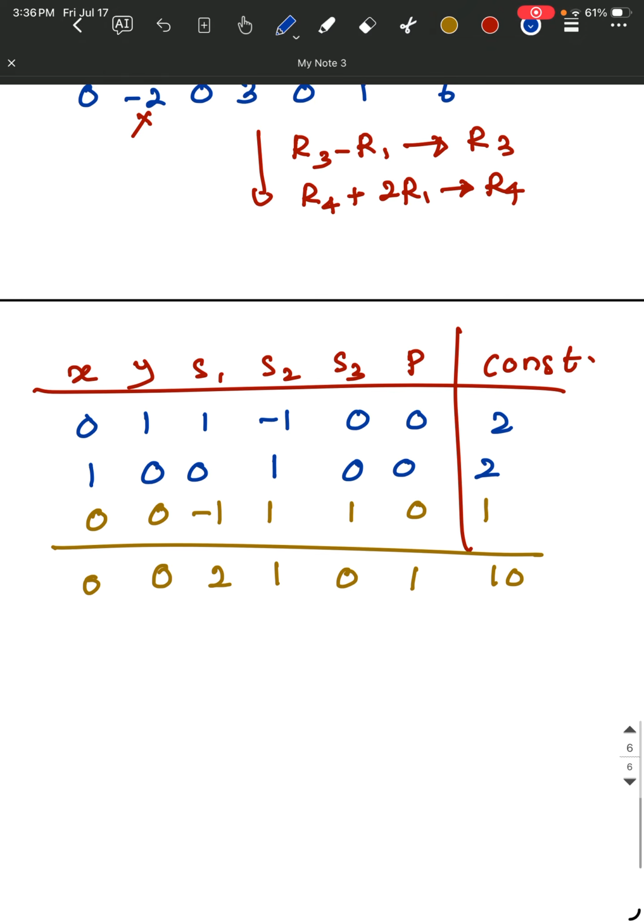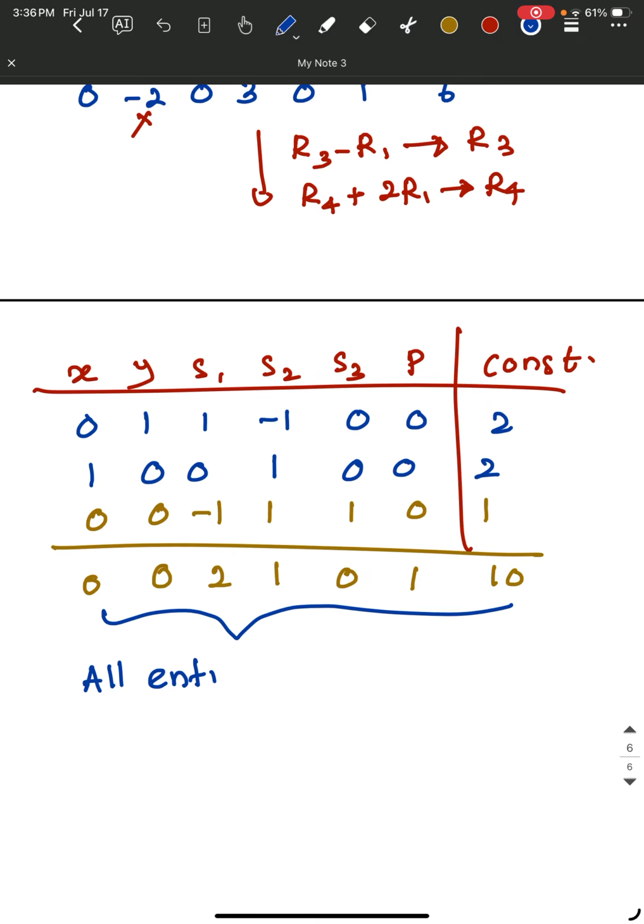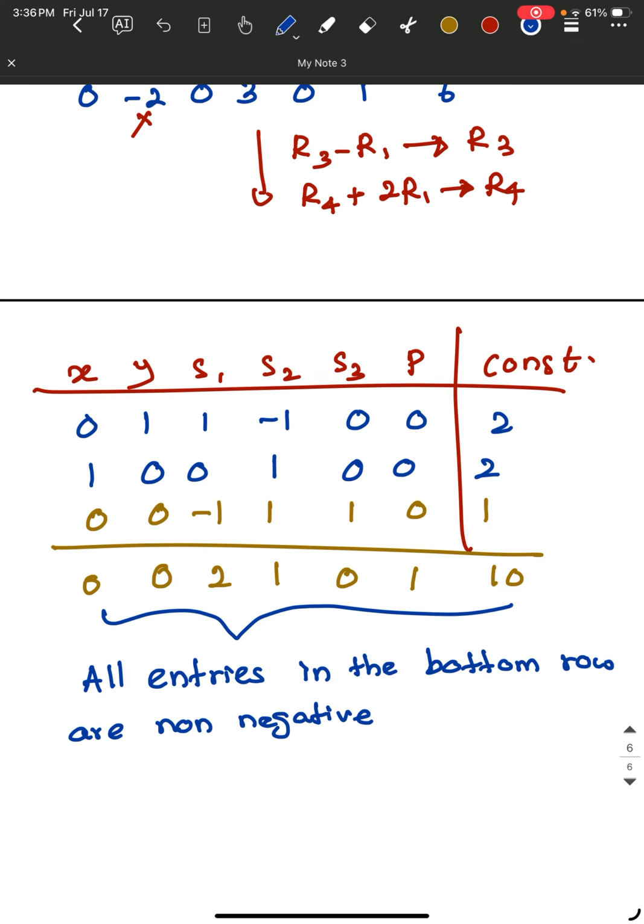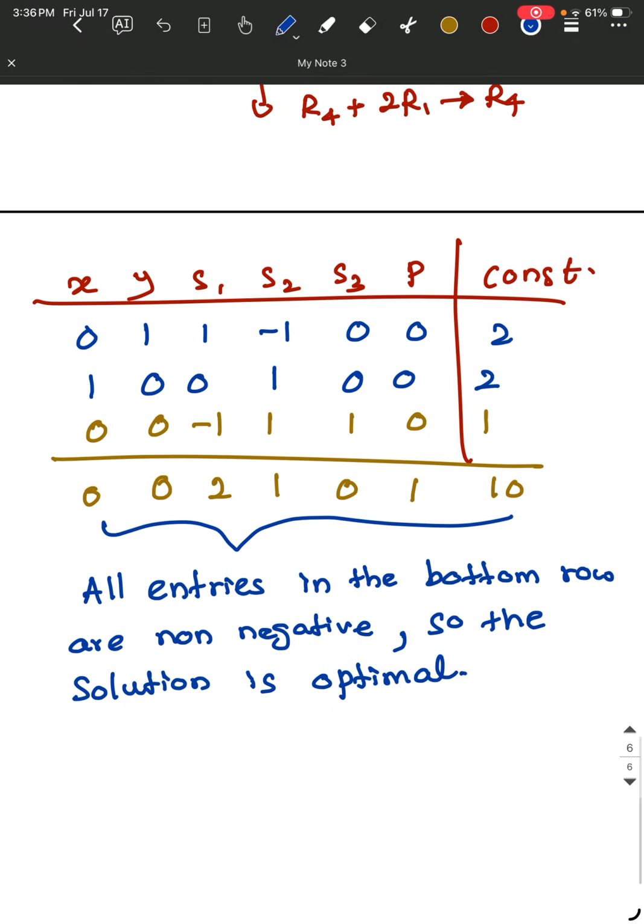So all entries in the bottom row are non-negative, so the solution is optimal. So then let's write down the solution using the unit column.